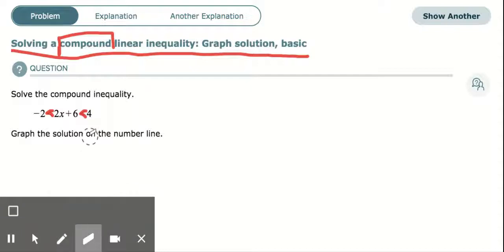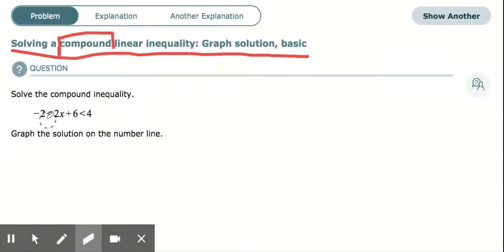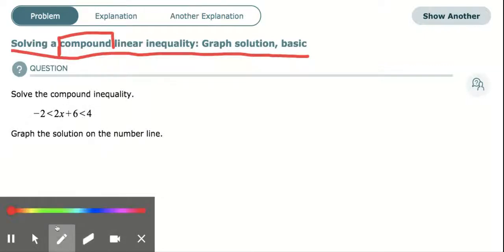So what we're going to do is solve both of these, but since this is a compound inequality, we can actually solve these both at once. Notice this is saying -2 is less than 2x plus 6, and 2x plus 6 is also less than 4. So you could also read this as 2x plus 6 is between -2 and positive 4. Now, we can just solve this all at once.